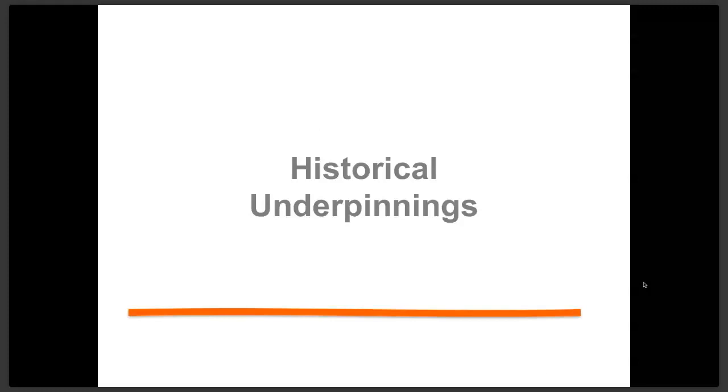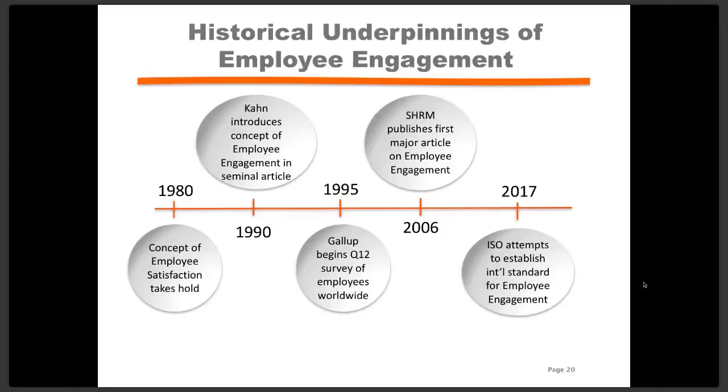And now we're going to talk a little bit about some of the historical underpinnings of engagement. I think it's important to really understand where did this term engagement even come from? And essentially we go back to the 1980s. So this idea of engagement hasn't been around forever. And back in the 80s, the concept of employee satisfaction was pretty common. There's a lot of discussion among leaders and scholars around how happy were employees at work.